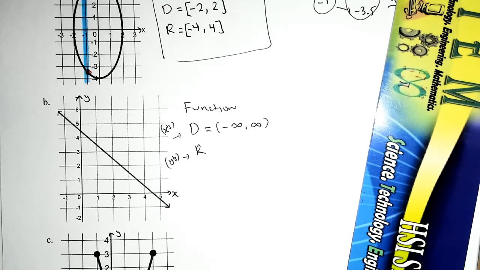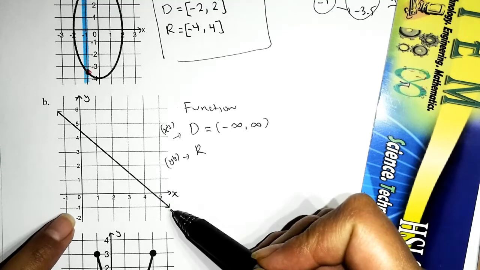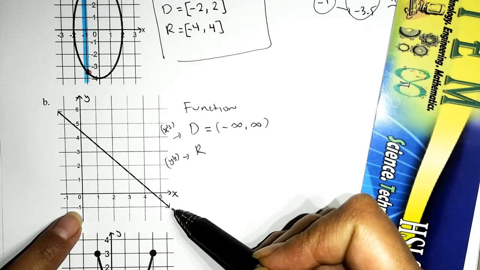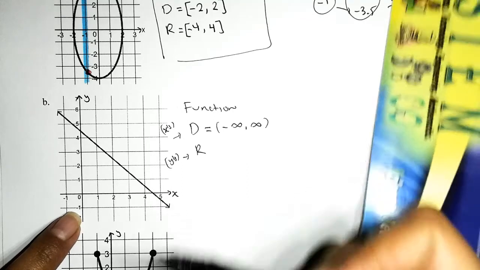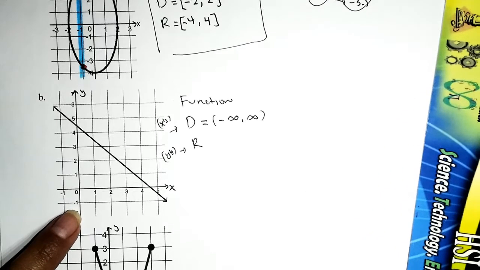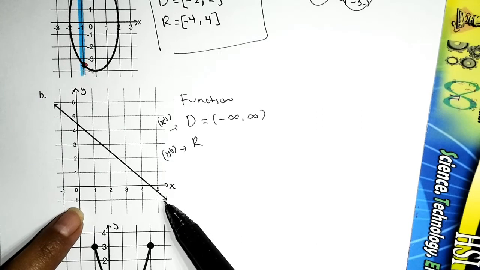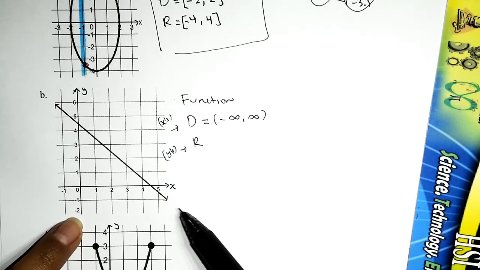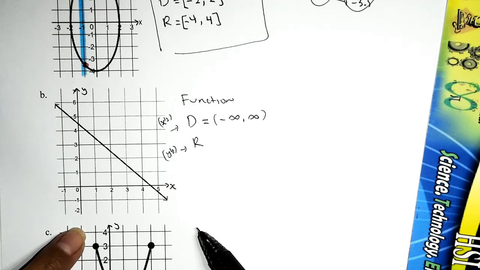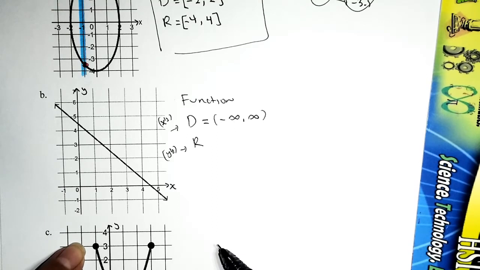So the range is going to be the set of all the output values, or all the y's. So we're going from the bottom to the top. On the graph, we're starting from y equals -1, but we know that the line doesn't stop here. If we had the space, we would have y equals -2, y equals -3, y equals -4, and so forth.